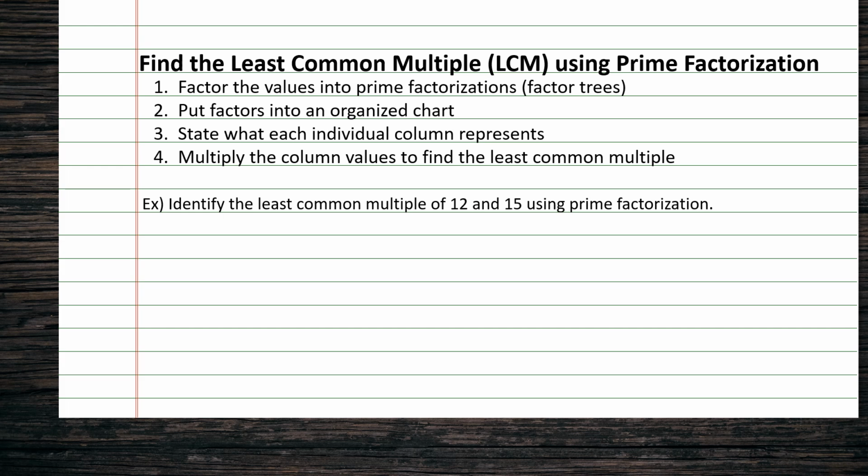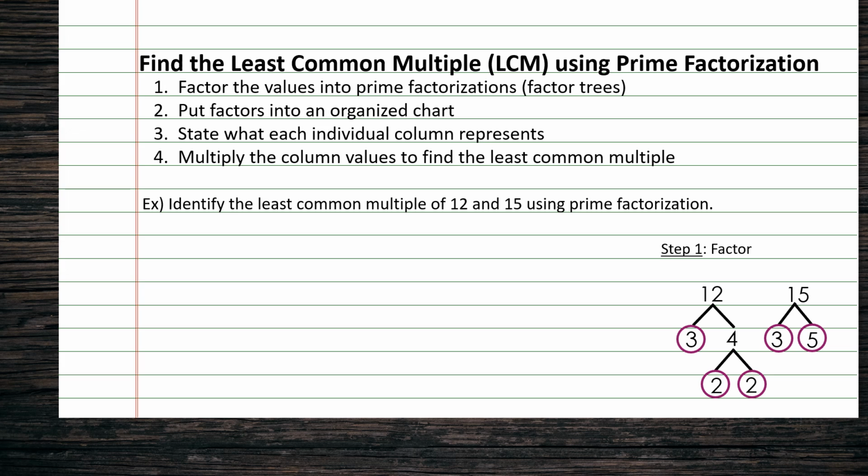So in this example, it states, identify the least common multiple of 12 and 15 using prime factorization. Well, the first step says to factor. So go ahead now, pause the video, and factor the values of 12 and 15. Hopefully for 12, you factored it into the values of 3, 2, and 2. And then for 15, I hope you found the factors of 3 and 5. Again, don't worry about the order of the values. It just needs to have the right factors.